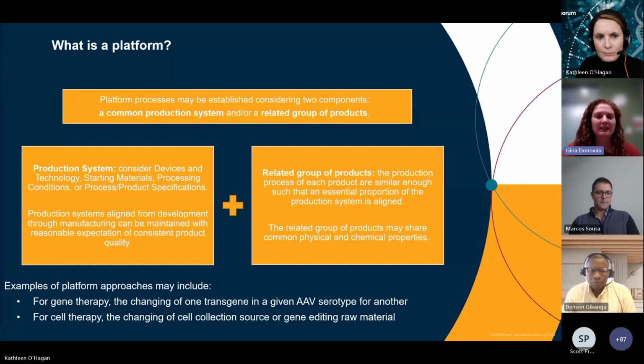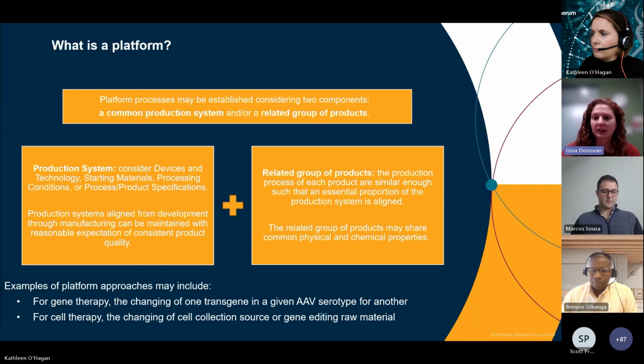Now, this doesn't mean that the future products don't need the same level of characterization and understanding, but rather by understanding those templated pieces ahead of time, you're able to set yourself up to prioritize and focus resources on developing and optimizing those areas or attributes that are known to be different between products.